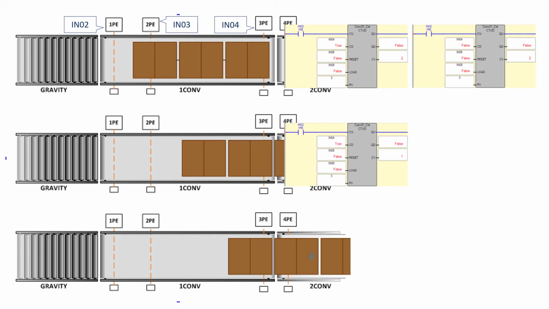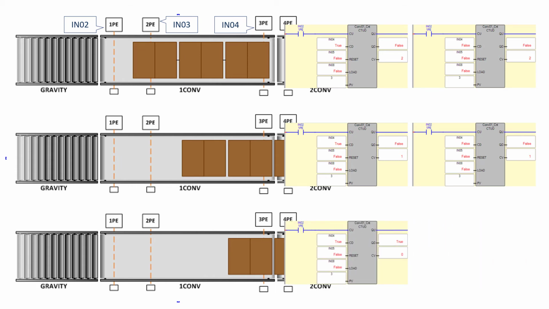And then when the second carton enters photo eye 3 optical path, it counts down again. And when it clears, it remains at that counted down value of 1. When the last carton breaks the optical path for photo eye 3, then we have counted down to 0.